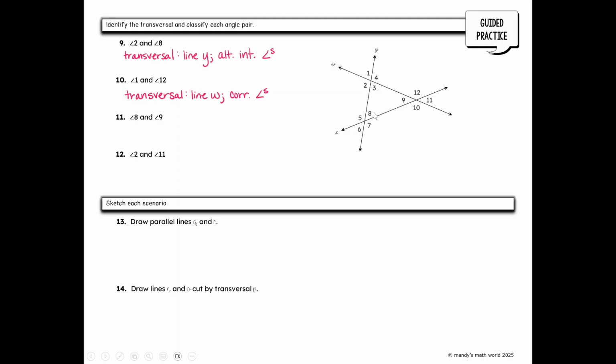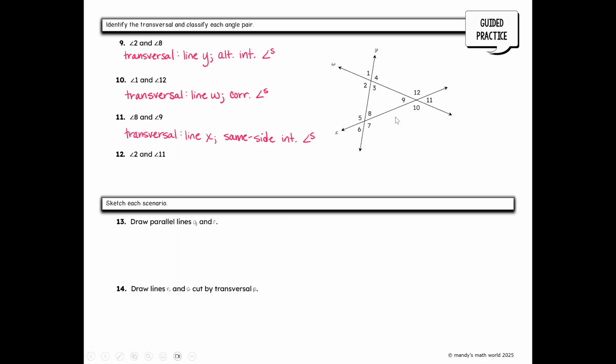Angle 8 and angle 9. Okay, well, they're both along this line right here. That makes my transversal line X. They're on the same side of it, so obviously they're not alternate anything. They're same side, and they're in between these other two lines that transversal intersects. So the transversal is line X, and those are same side interior angles.